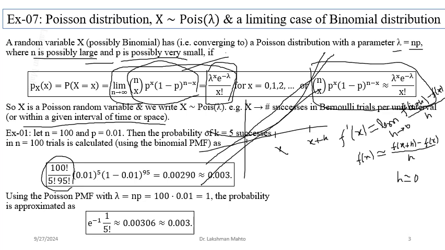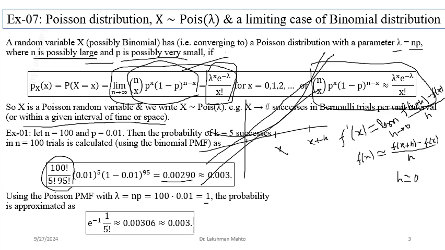That is the number of operations, or the computation, we had to do in order to get the final result, and that result comes out this way. Now we will compute the same probability using the Poisson distribution. First we have to compute lambda. Lambda is equal to n times p, so 100 times 0.01 is equal to 1.